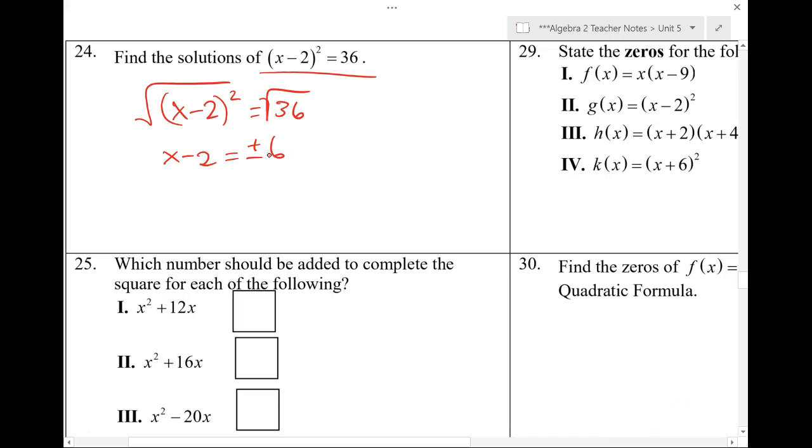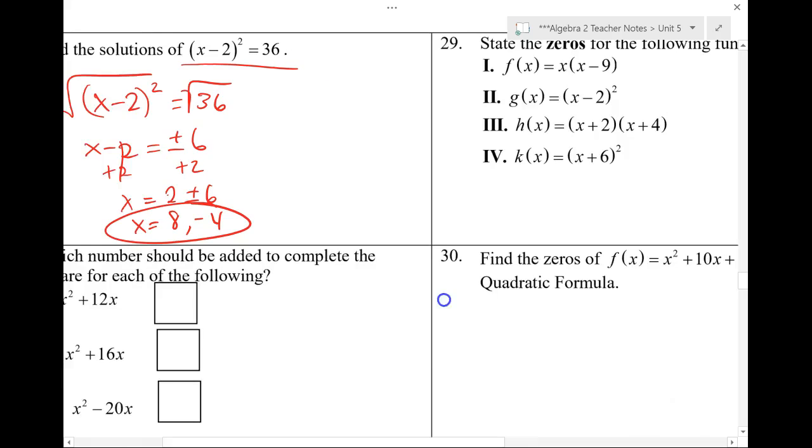Alright, now I want to find out what x is equal to, so I'm going to add 2 to both sides. And x is going to be equal to 2 plus or minus 6. And let's just go ahead and find those two different solutions. So 2 plus 6 is 8, and then the other solution would be 2 minus 6, which is negative 4. So there's our two solutions.